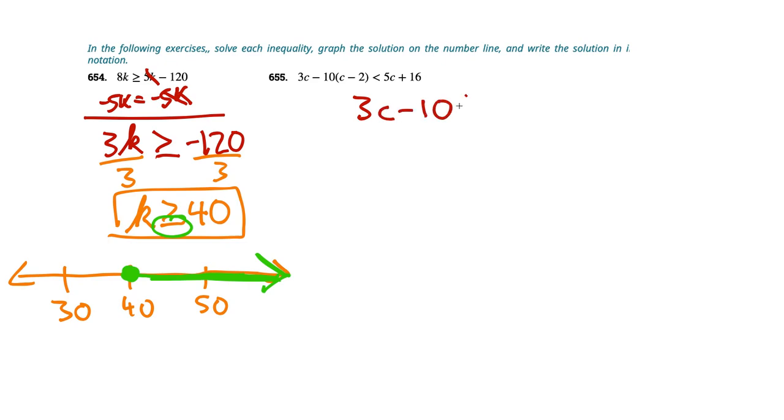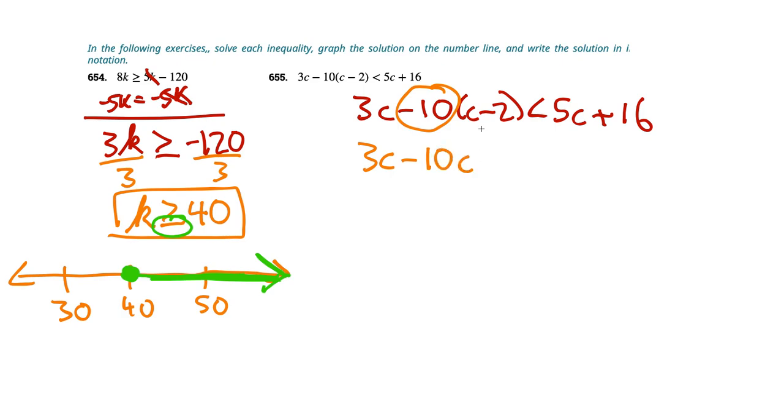I'm going to rewrite this because I think when I don't rewrite it, I tend to mess up. So I got 3c minus 10 times the quantity c minus 2 is less than 5c plus 16. So what you want to do is distribute this negative 10 because we have to find out which side has more c. Negative 10 times negative 2 is positive 20, is less than 5c plus 16. Now we can collect like terms because 3c minus 10c, they're both c terms.